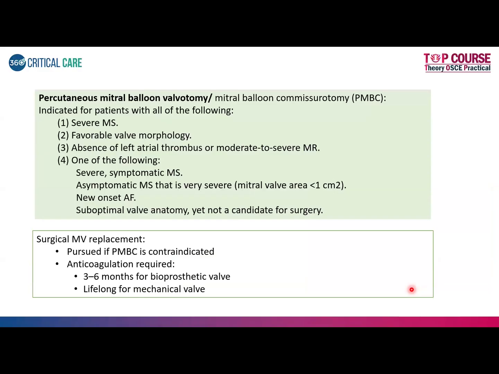Where will we do percutaneous mitral balloon valvotomy or commissurotomy? It will be done in the following cases: where there is severe MS, favorable valve morphology, absence of left atrial thrombus or moderate to severe MR, and patients coming with one of the following: severe symptomatic MS, asymptomatic MS but a mitral valve area of less than 1 centimeter square, new onset of atrial fibrillation, or suboptimal valve anatomy. That means the patient is not yet a candidate for surgery. And mitral valve replacement in other cases is done. Here, anticoagulation is required for 3 to 6 months for bioprosthetic valve and lifelong for the mechanical valve.